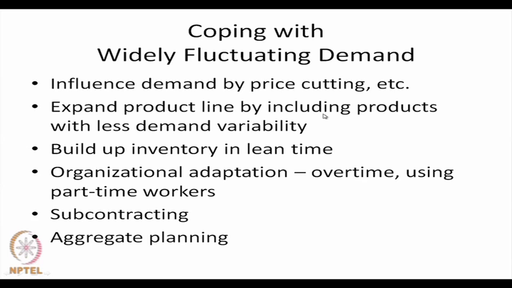It can also expand the product line by including products with less demand variability. Already we know this as product line diversification. To meet seasonality in the demand, a company can have more product types, such that the variability in the total aggregate demand is less. Or it can meet the high demand by producing more and keeping it as inventory in the lean time, or it can go for overtime or use part time workers or subcontract. It can also go for aggregate planning.